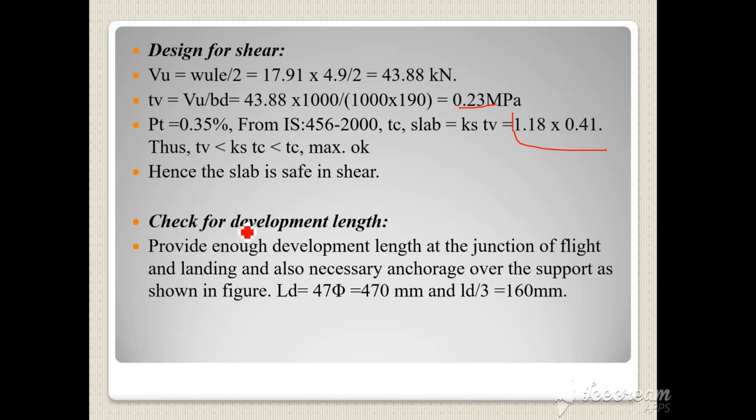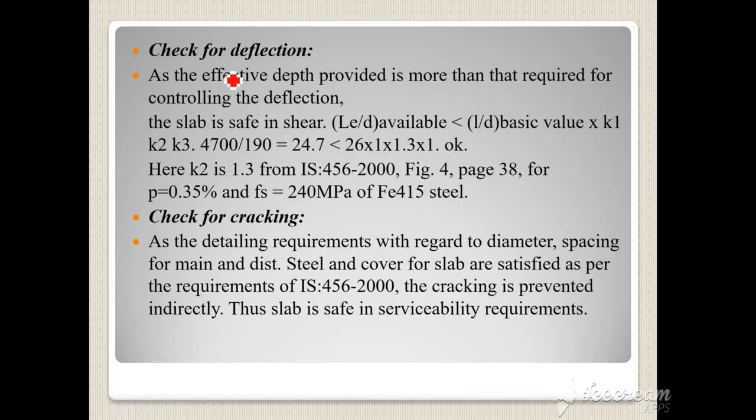Check for development length. Provide enough development length at the joint of the flat and landing, and also necessary anchorage over the support as shown in figure. The Ld is equal to 47 times the dia of your bar. The main bar we have used is 10 mm, so it is coming around 470, and Ld by 3 is 160 mm.